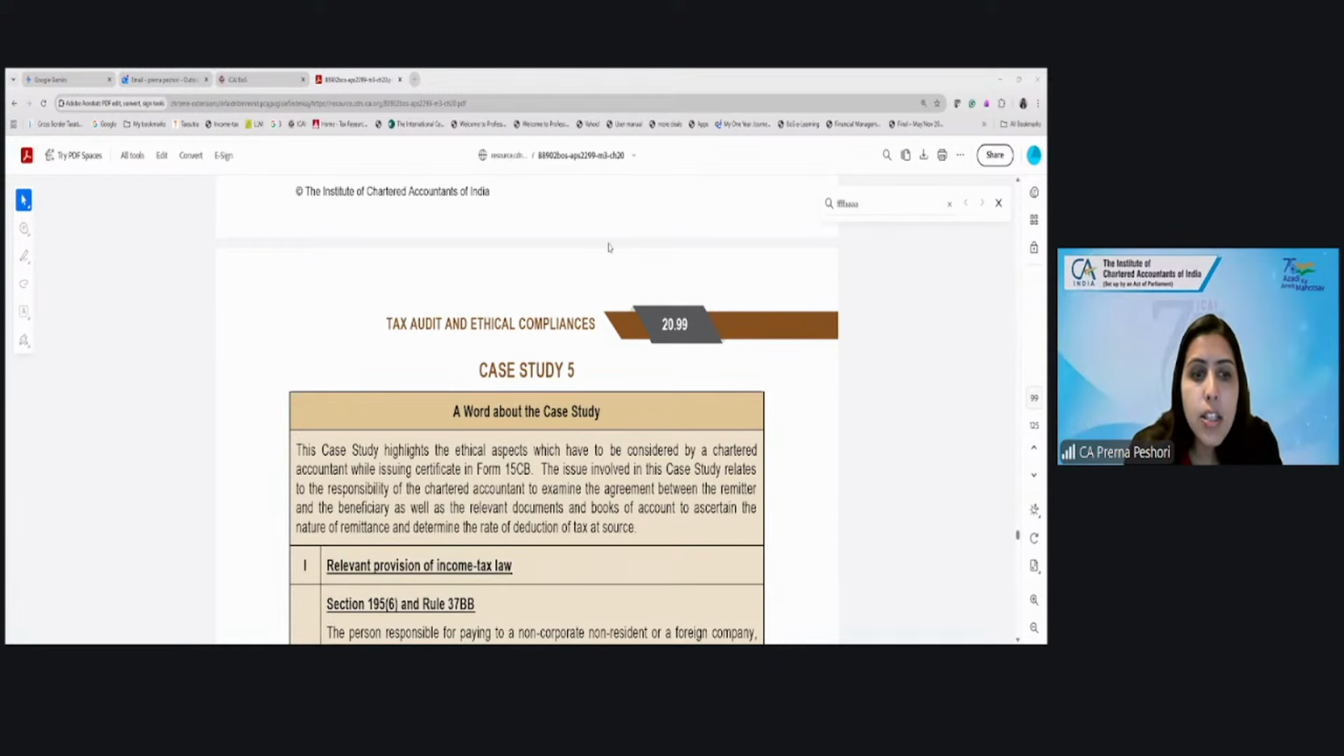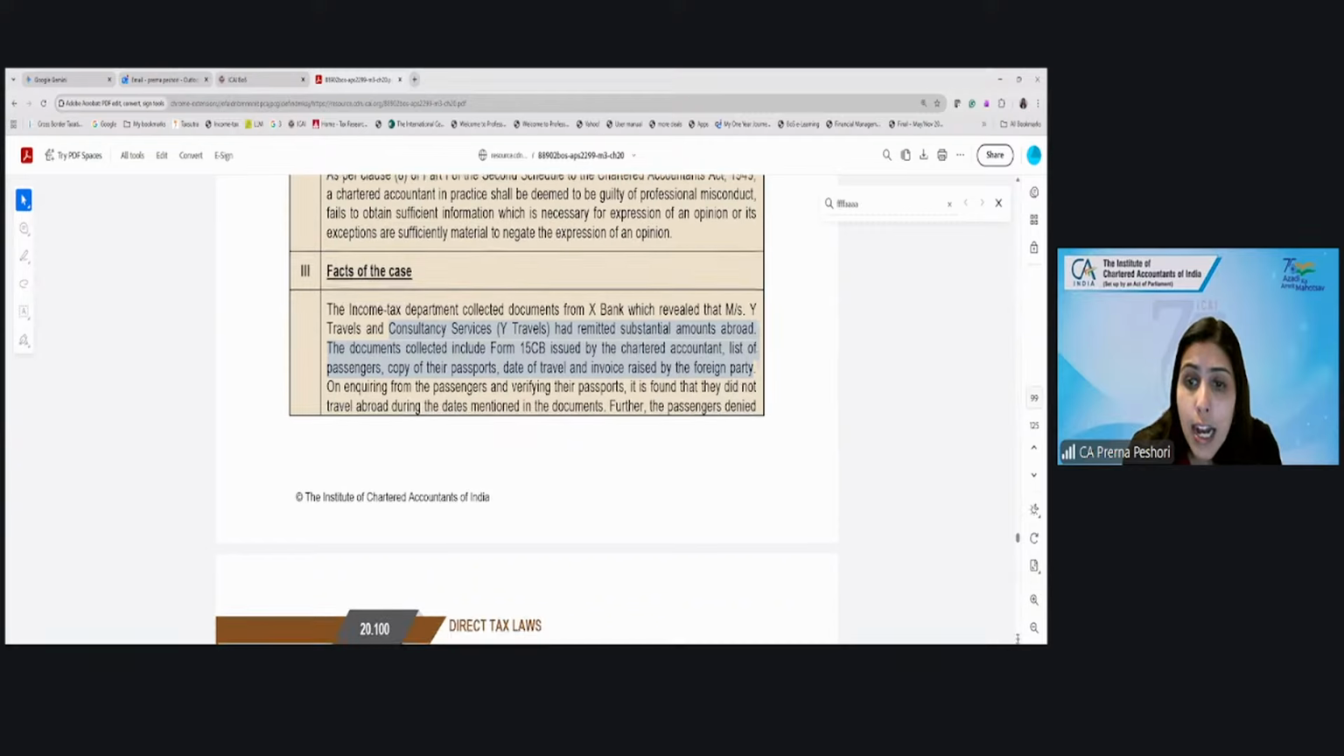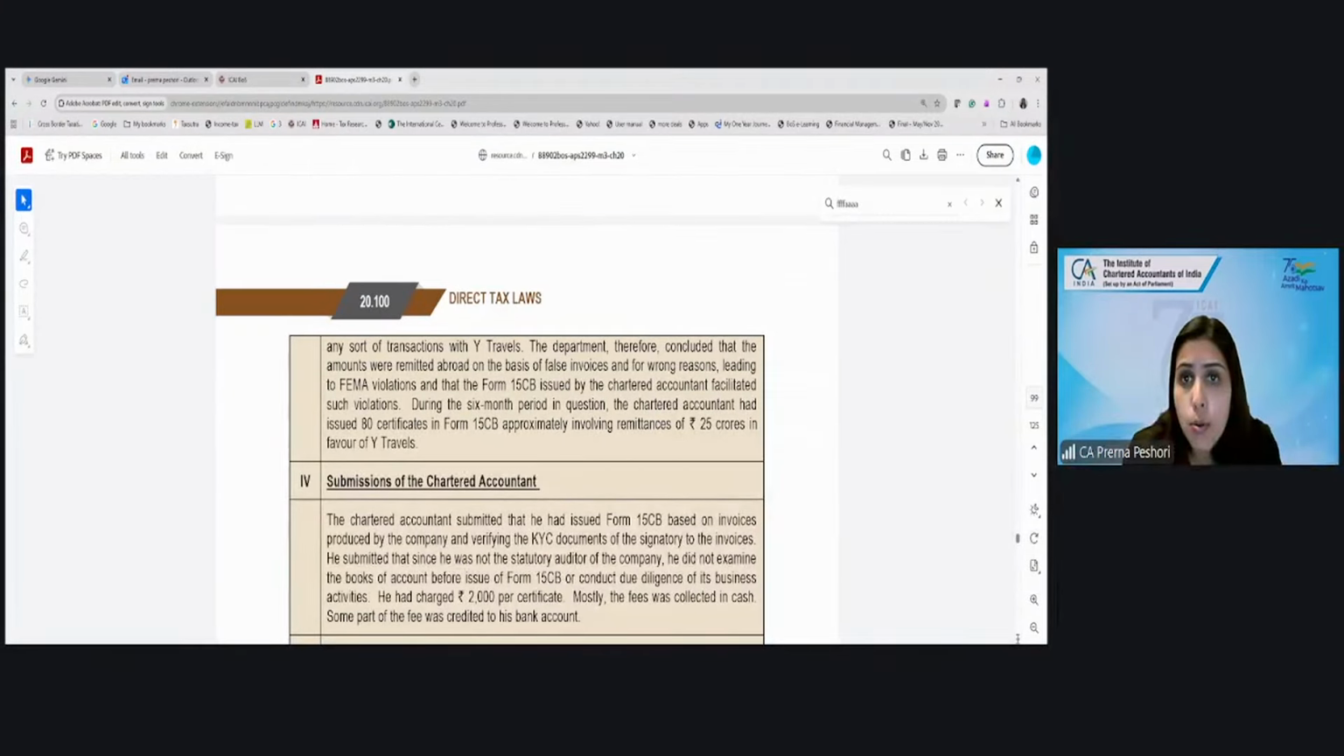Okay. Last one. The Income Tax Department collected documents from X Bank which revealed that Y Travels and Consultancy Services has remitted substantial amounts abroad. Documents collected include Form 15CB issued by CA, list of passengers, copy of their passport, details of travel, and invoice raised by the foreign party. On inquiring from the passengers and verifying their passports, it was found that they did not travel abroad during the dates mentioned in the documents. Further, the passengers denied any sort of transaction with Y Travels.